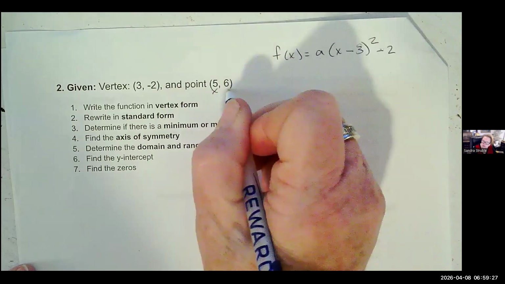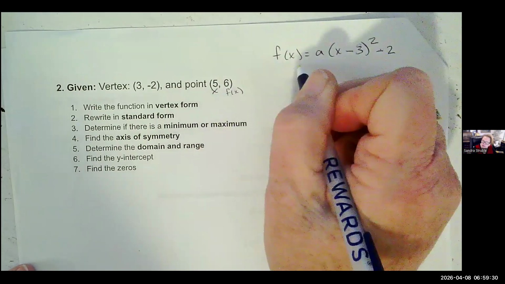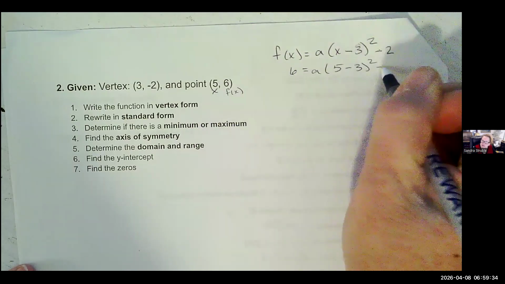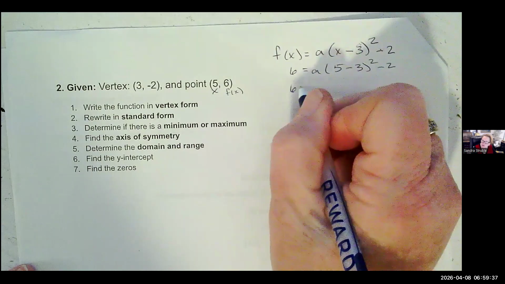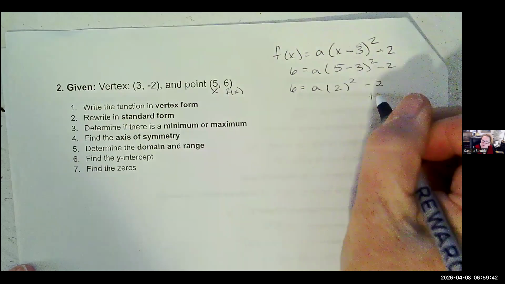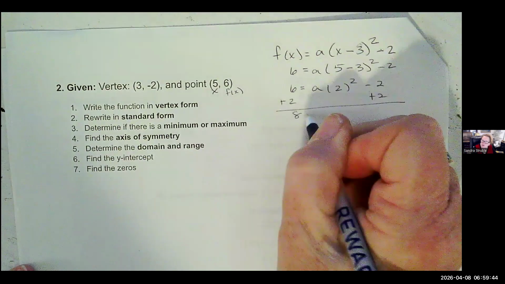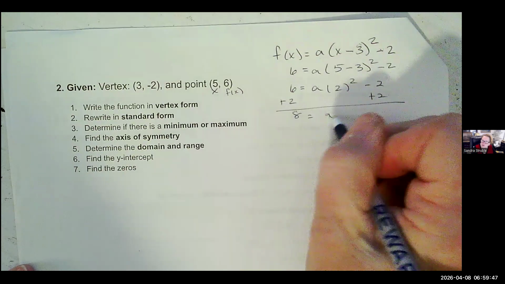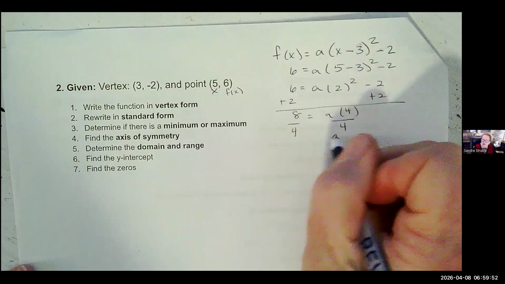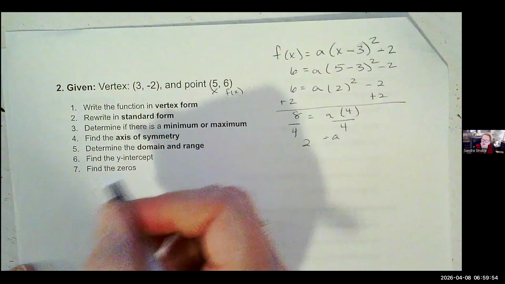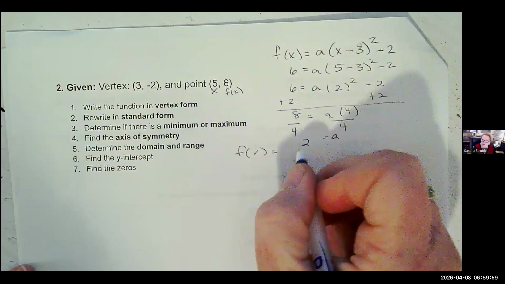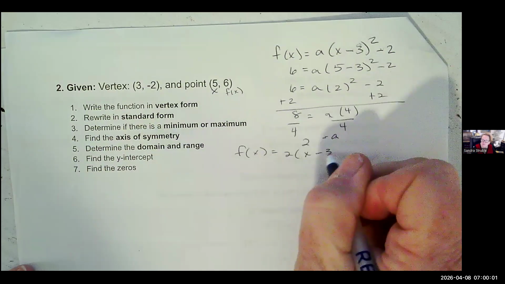So 6 equals a times 5 minus 3 squared, minus 2. 6 equals a times, 5 minus 3 is 2. I'm going to go ahead and add 2 to both sides. And 2 squared is 4. Divide both sides by 4. A is 2. Okay. So f of x is 2 times x minus 3 squared, plus k, which is minus 2.